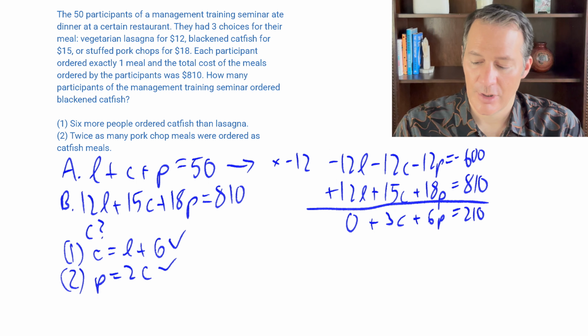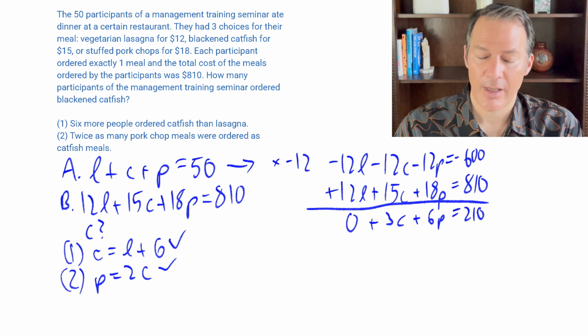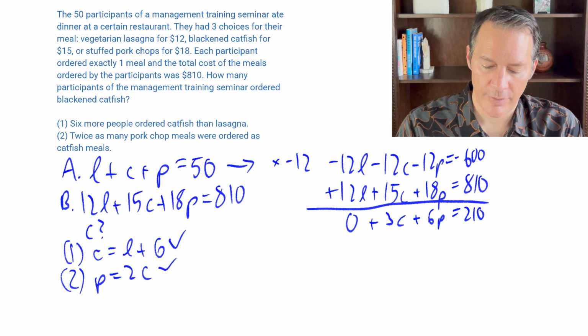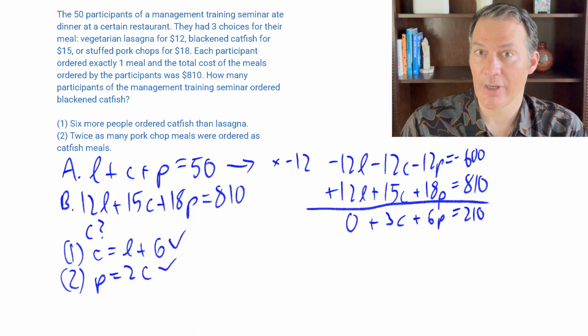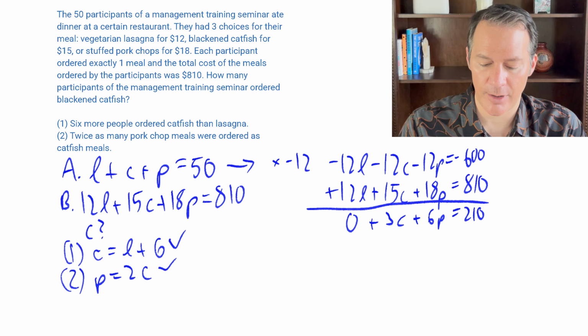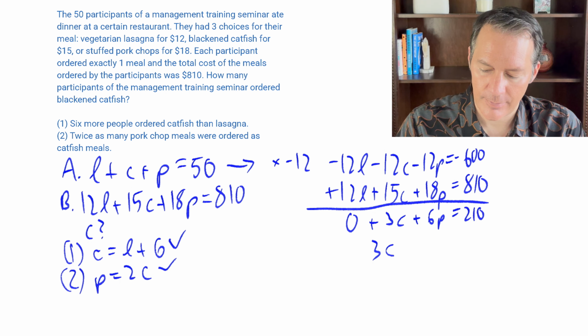Okay, so this is actually kind of nice, right? So now we've gotten rid of one variable, right? We got rid of L. And if we look at our statement 2, that tells us P equals 2C, which matches the variables that we have left in what we've just done. Okay, so let's see if we can use that. We can say 3C plus 6, and then we'll go ahead and substitute that 2C from statement 2 equals 210.